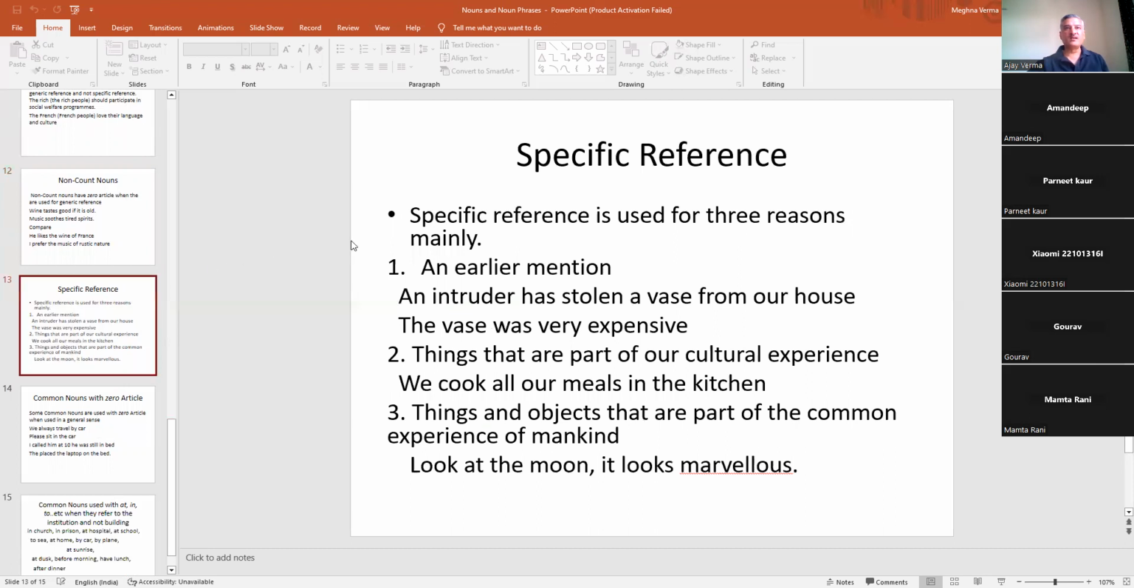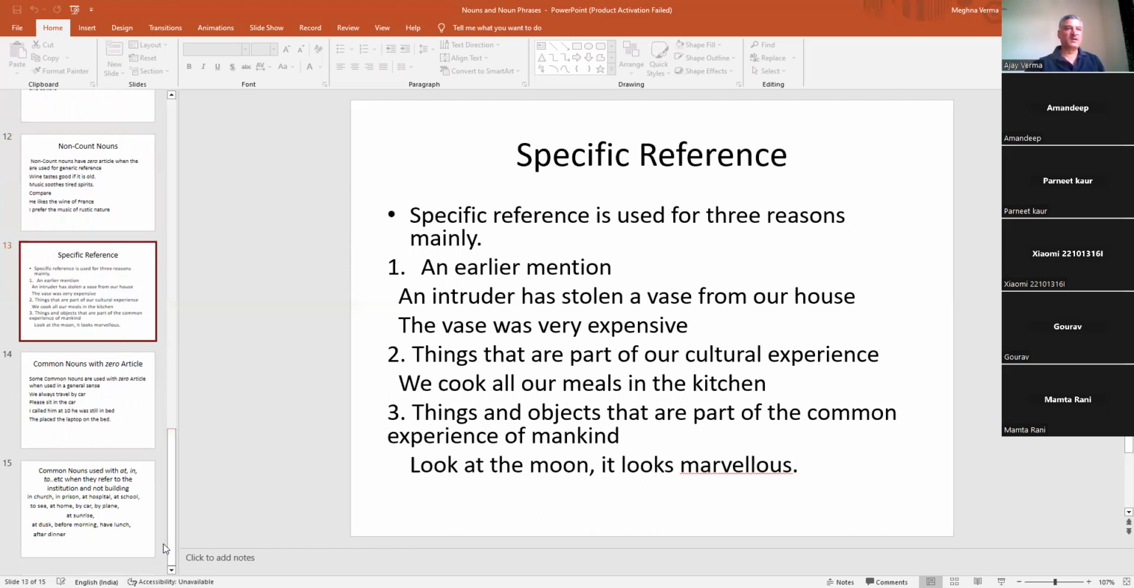So have a look at this slide. Specific reference is used for three reasons. These are the three reasons. I will not have time to go into the detail, but let me just share the slides. I have just a few seconds. We will discuss them in detail.